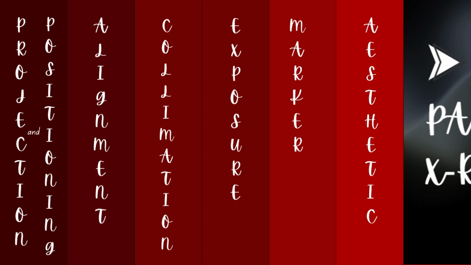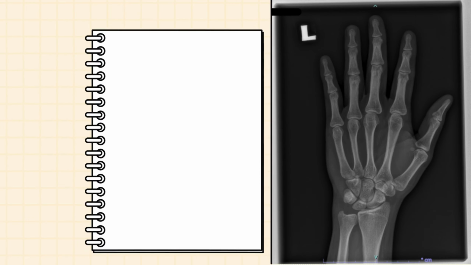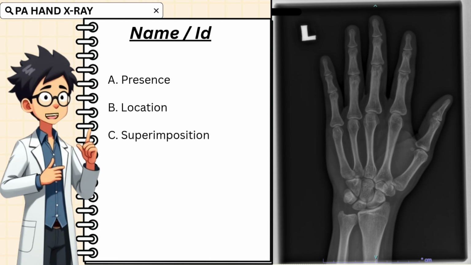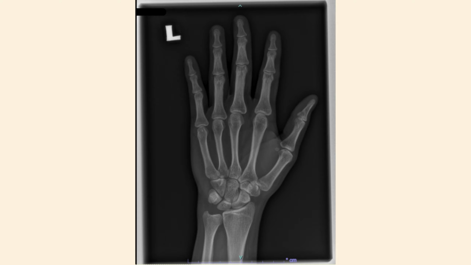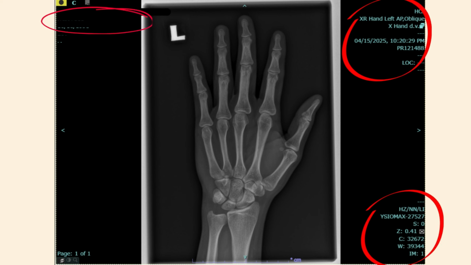We are now reaching the final element of the PACEMAN method, which is N for name. In this PA hand radiograph, the patient's name, identification, date of examination, and place of examination are all clearly displayed. These details are properly positioned in a suitable area of the image and do not overlap any region of anatomical interest, fulfilling standard radiographic documentation requirements.